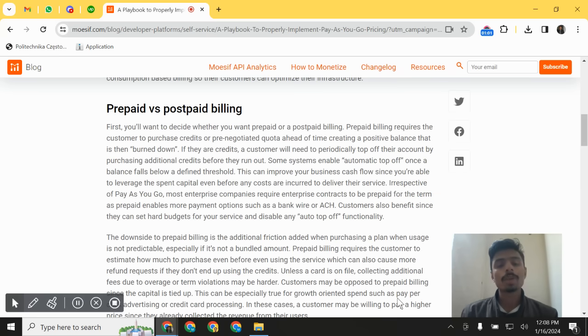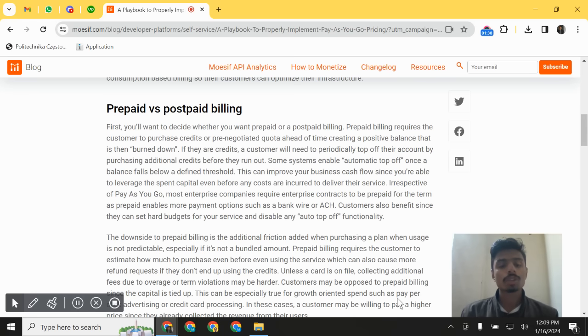Prepaid versus postpaid billing. First, you will want to decide whether you want prepaid or postpaid billing. Prepaid billing requires the customers to purchase credits or a pre-negotiated debt quota ahead of time, creating a positive balance that is then burned down. If they are credits, a customer will need to periodically top off their account by purchasing additional credits before they run out. Some systems enable automatic top off once a balance falls below a defined threshold. This can improve your business cash flow since you are able to leverage the spent capital even before any costs are incurred to deliver their services.